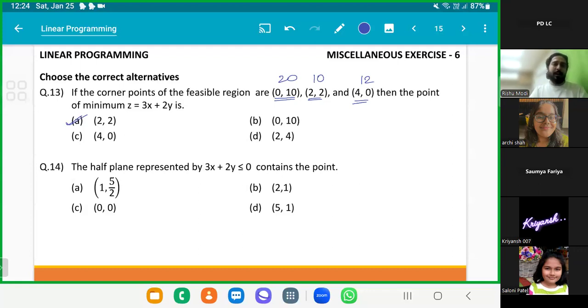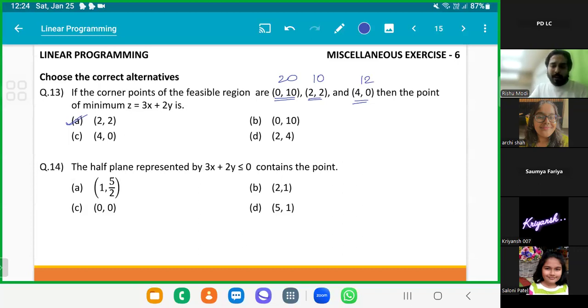Right? 14th question. The half plane represented by 3x plus 2y less than equal to 0 contains which point? What will be the answer for this? Which point does it contain? Now you just have to substitute from the options, right? And it is less than 0, but it is moving towards origin. So only 0, 0 will satisfy this.